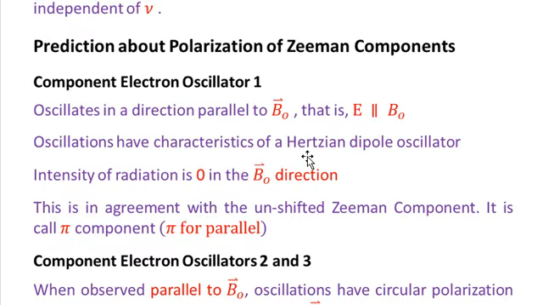Oscillations have characteristics of a Hertzian dipole oscillator. You know that in the Hertzian dipole oscillator, the emission takes place in all directions in the form of spheres. Similarly, this is also a form of Hertzian dipole oscillator in which the oscillations can be measured in all directions. Intensity of the radiation is 0 in the B naught direction. This is in agreement with the unshifted Zeeman component. It is called the pi component, pi for parallel. So the component in which the electric field is parallel to the magnetic field is called the pi component.